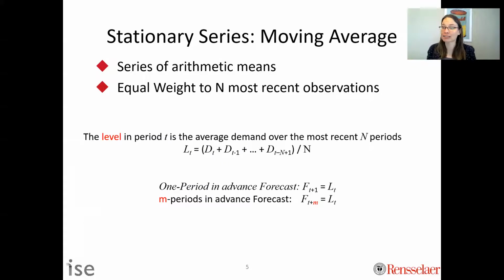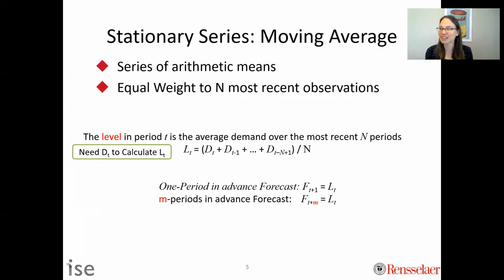So how do you forecast something using a moving average? We basically say, okay, we get L of t, and then that will be our forecast in period t plus 1. And if we look out further than t plus 1, our forecast is still L of t. A couple things I want to point out: you need observed demand D of t to calculate L of t.